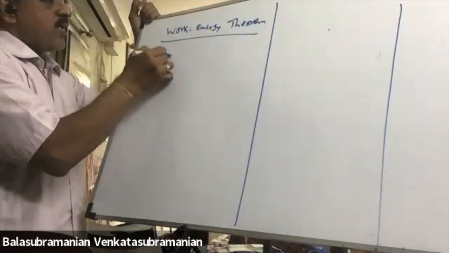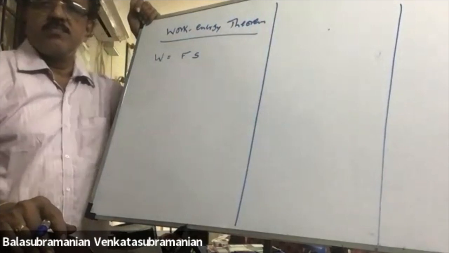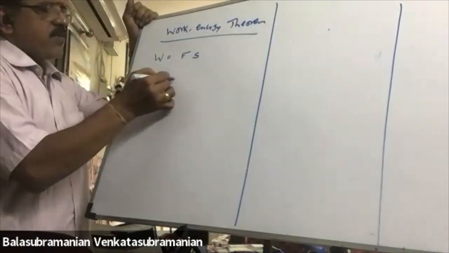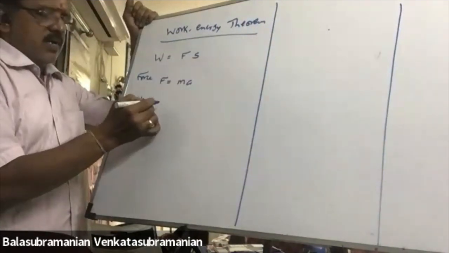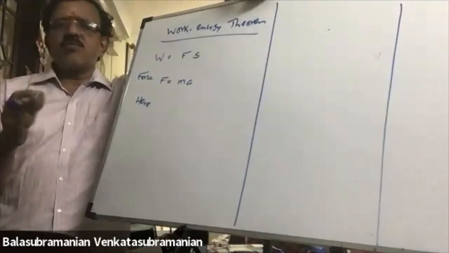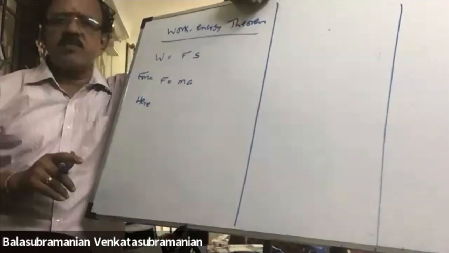Same formula: work done is equal to force into displacement. Force F is equal to ma. Here, acceleration we have to calculate. There is no question of initial velocity being 0. The general expression you take from the equation of motion.